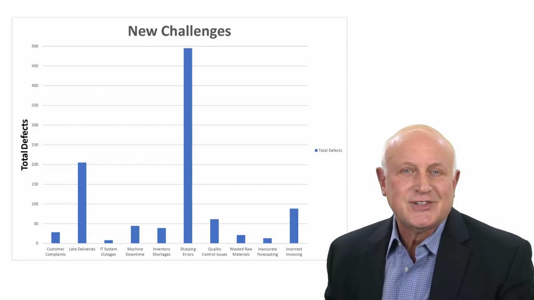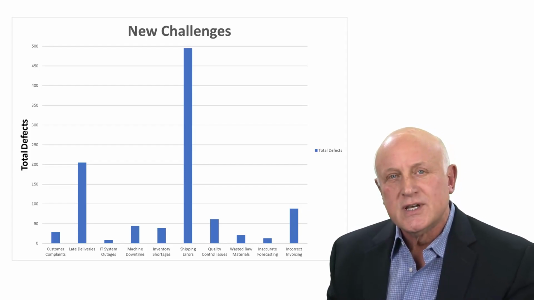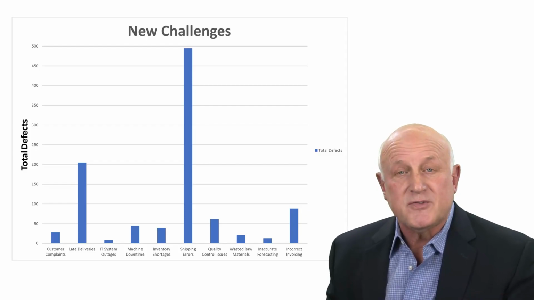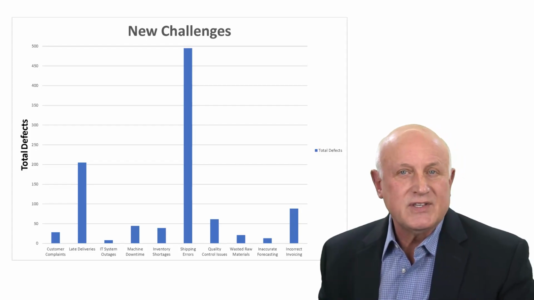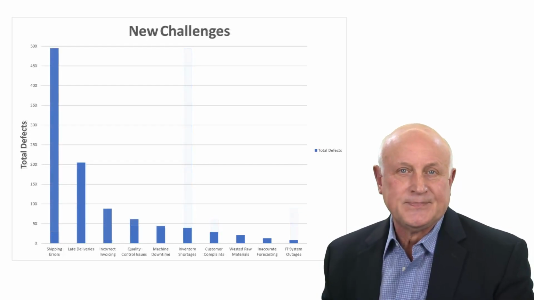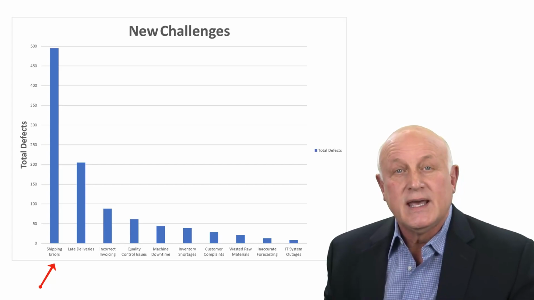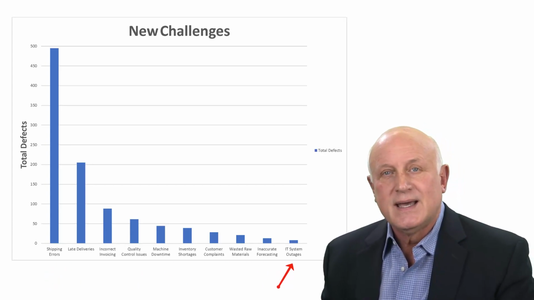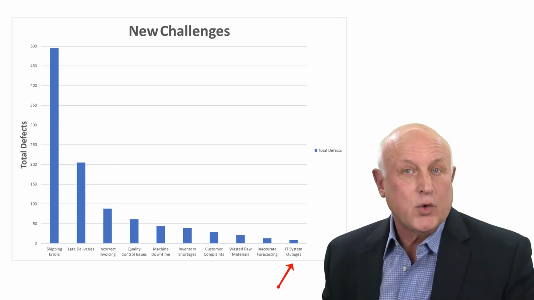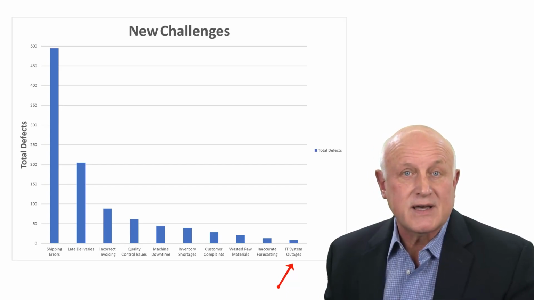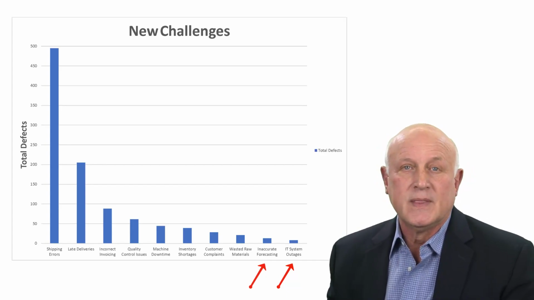The question is, where do you start? And how do you allocate your resources to have the greatest impact or benefit for the organization? Well, the first thing you do is rank these defects in descending order. And here you see shipping errors outnumbers everything else. And IT system outages on the right has the lowest number of occurrences. But this might be an opportunity for a quick win if you tackle IT system outages and maybe even inaccurate forecasting, 2 quick wins in your column.